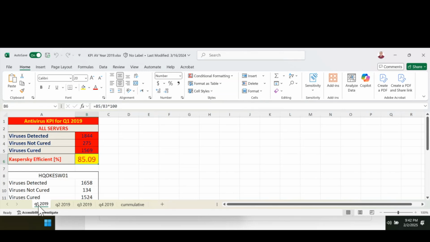Accordingly, what is the effectiveness of the antivirus? It detected 1,000, but it was not able to delete all of them. It was only able to delete 850 viruses. So in this case, what is the effectiveness of the antivirus?